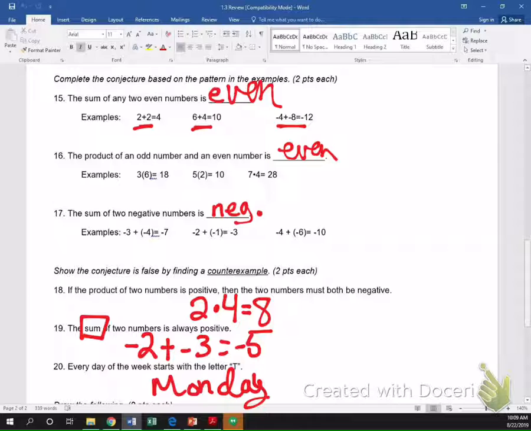What does that have to do with geometry? It has nothing to do with geometry, but it has everything to do with whether you know what a counterexample is.